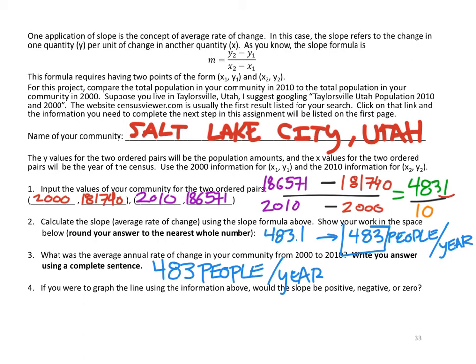Now, if you were to graph the line with this information, right, the slope, would it be positive or negative? Well, we know that it was adding people. That would be the first thing that you'd notice, which means it's positive. But also our value actually is positive, right? It's a positive 483, so this one is a positive slope.